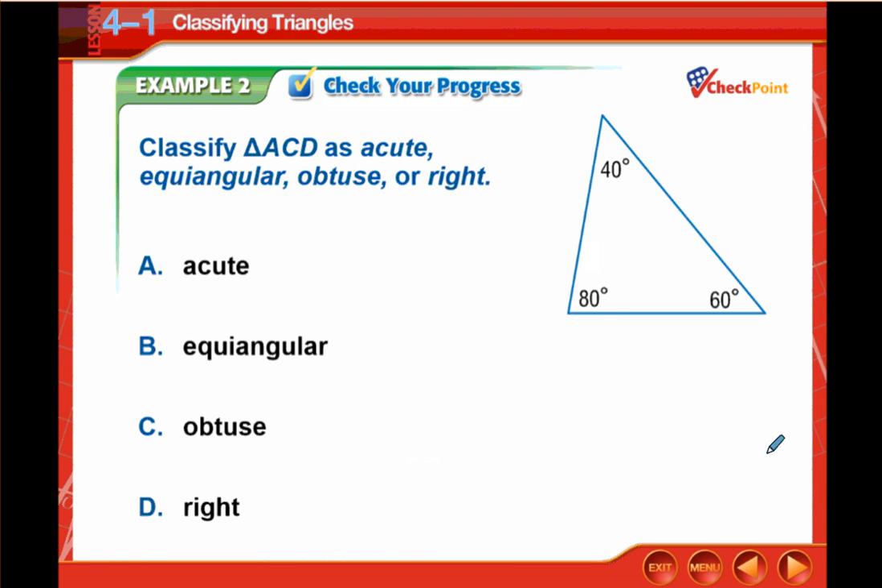One more example here. Classify triangle ACD as acute, equiangular, obtuse, or right. Well, we don't have any right angles, so it's definitely not right. No 90-degree angles here. We do not have any obtuse angles. We have no angles that are more than 90, so it's not obtuse. All the angles are not the same measure. They're not all 60 degrees, so it's definitely not equiangular. But all three of these angles are less than 90, so we do have an acute triangle.